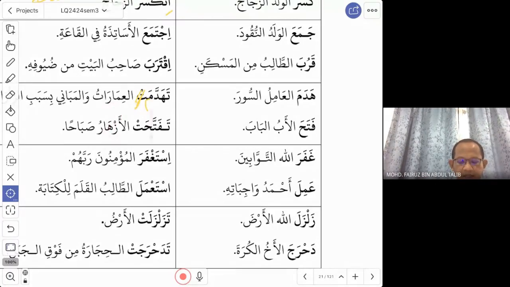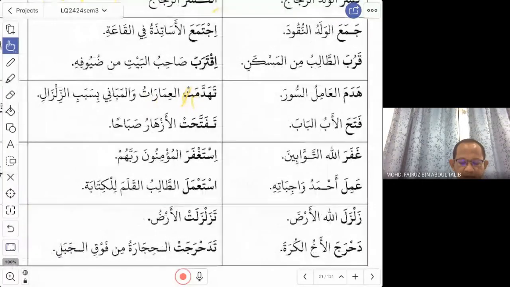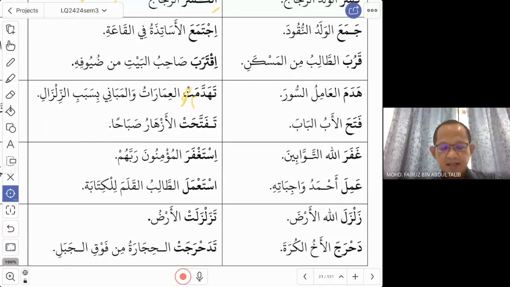Tahaddamatil imaratu wal mabani. So they were destroyed bisababi az-zilzal, because of zilzal, earthquake. Earthquake is called zilzal. This is the word that you see in Surah Iza zulzilatil ardu zilzalaha. That is the earthquake that is going to happen on the day of Yaumul Qiyamah. So tahaddama is fi'lun mazid.